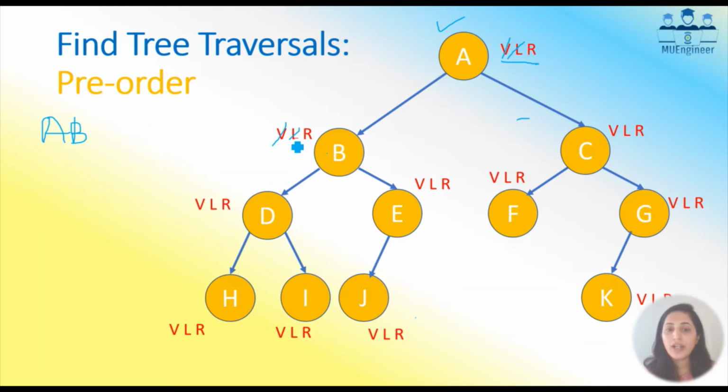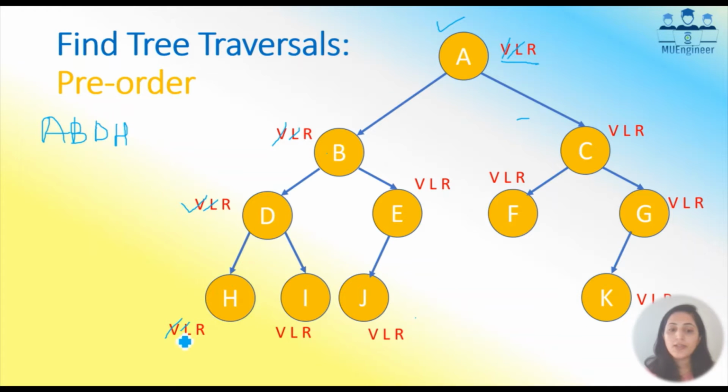Again, I go to the left child. So I go to D. At D, I have to visit the node. That means I'm reading D. It says go to the left child. So D's left child is H. So I go to H. H says visit the node. That's why I read the node H.